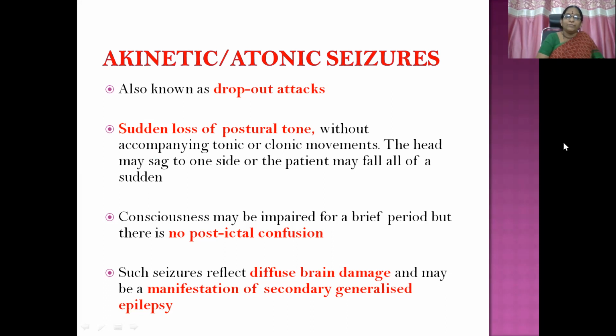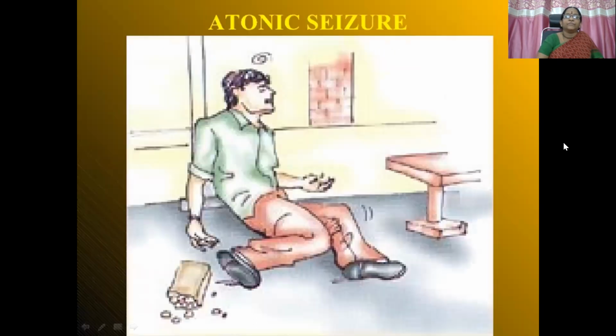Consciousness may be impaired, but for a very brief period of time, and there is no post-ictal confusion. And these akinetic or atonic seizures or dropout attacks mainly reflect diffuse brain damage, and are just a manifestation of secondary generalized epilepsy. You can see the patient from the standing position sagging down, falling down with head to one side.